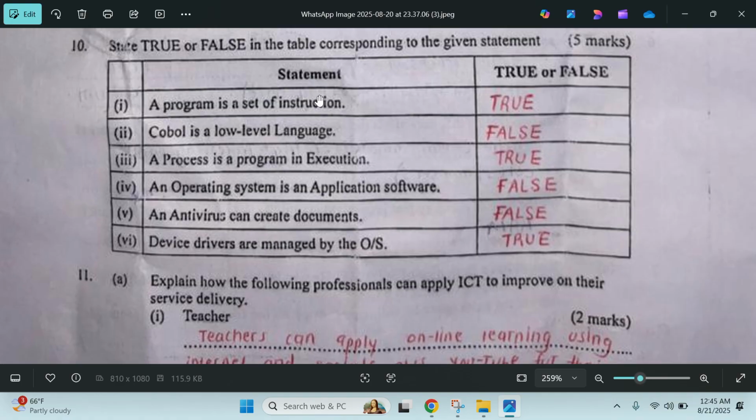10. State true or false in the table corresponding to the given statement. A program is a set of instructions. That is true. COBOL is a low-level language. That is false. A process is a program in execution. True. An operating system is an application software. That is false. An antivirus can create documents. False. Device drivers are managed by the OS. True.